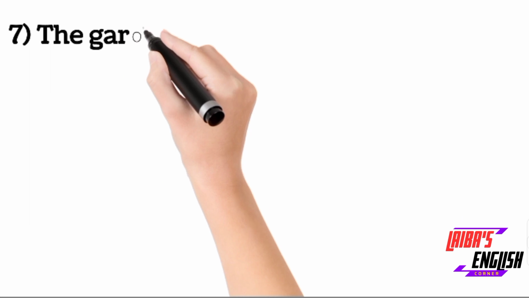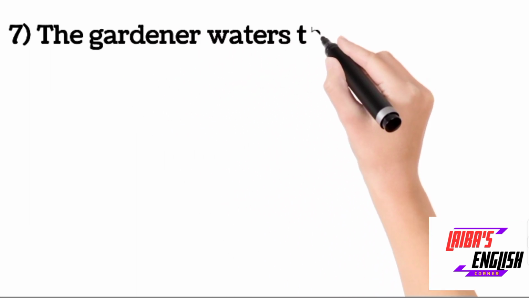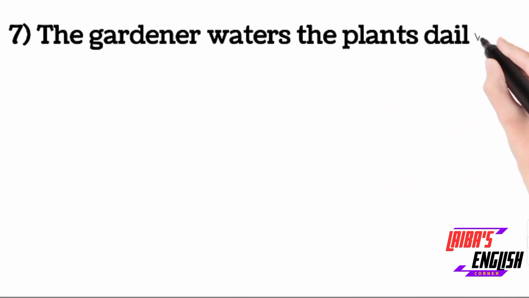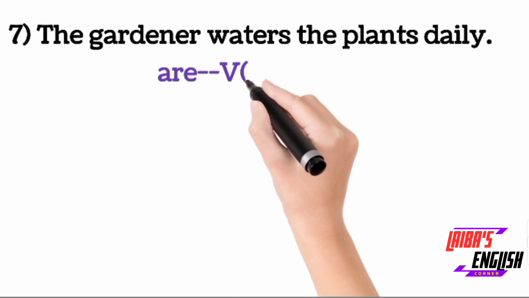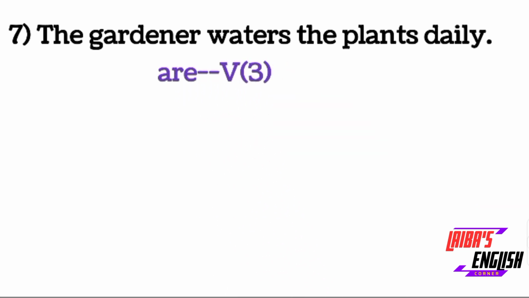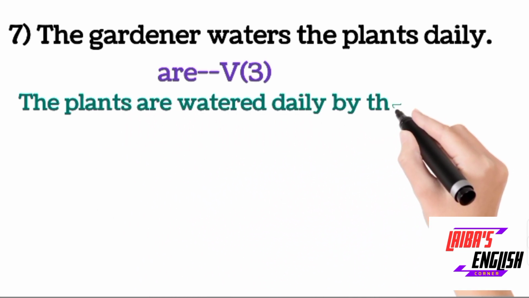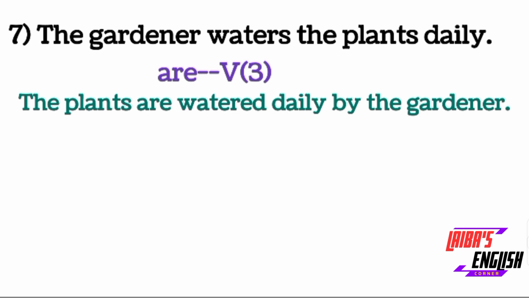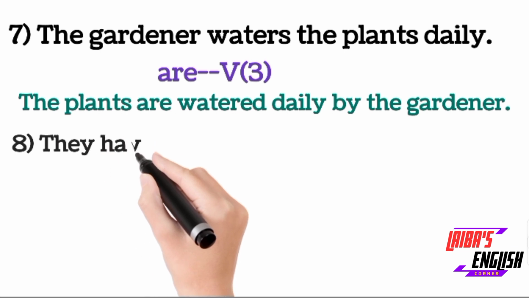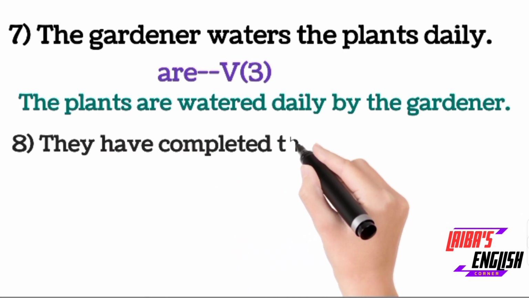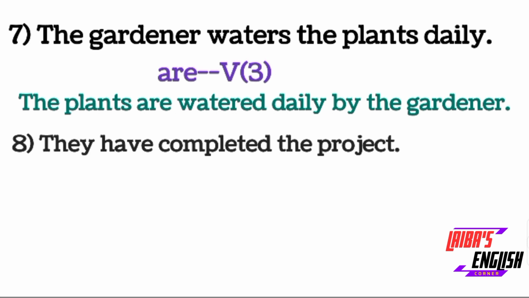Seventh example of active voice is the gardener waters the plants daily. So daily is not an object. The plants is an object. So the plants will go in the place of subject. And here, this is a present tense. So we will use is, am, are as a helping verb and third form of verb. So the sentence will be the plants are, because plants are more than one. So are will be used. The plants are watered daily by the gardener. The gardener is the subject, so we will use it in the place of object, and objects come at the end.